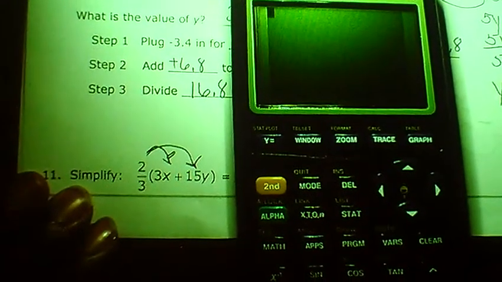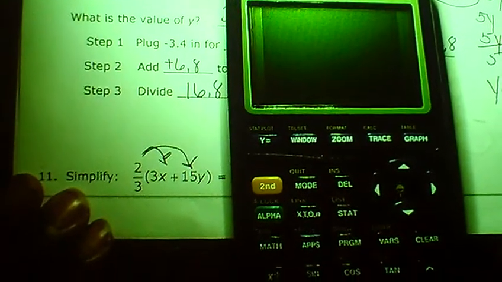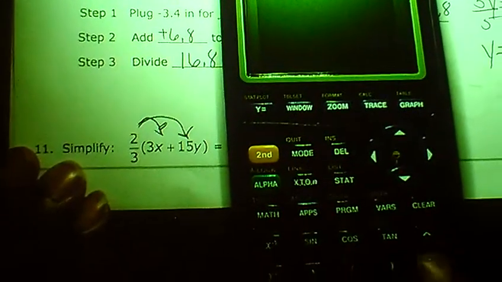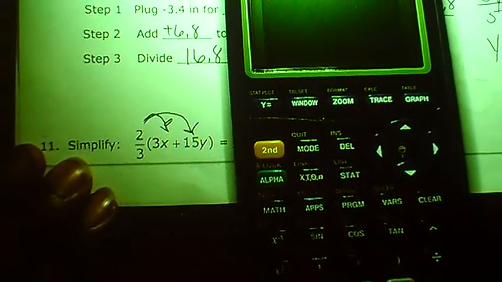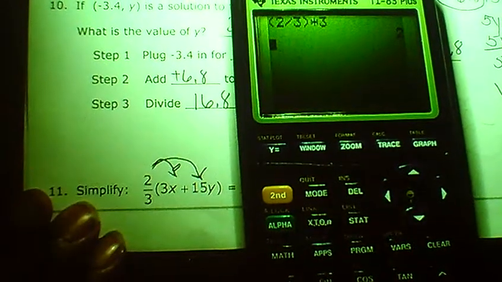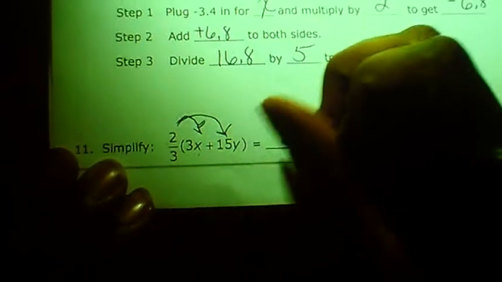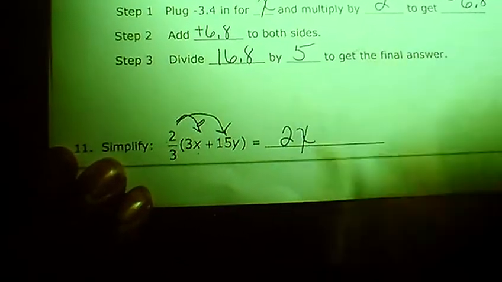Turn it on, and we're on our home screen. We'll be multiplying. We'll be sure to put our 2/3 in parentheses. Open parentheses, 2 divided by 3, close parentheses, times 3. Press enter. That gives us 2. So 2/3 times 3x gives us 2x.